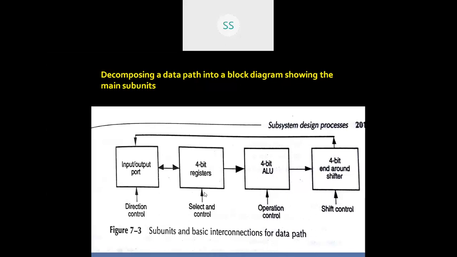Now as shown here we have the input output port, then 4-bit registers. There is a bidirectional communication between them, and from the registers it goes to the 4-bit ALU. Then it is a 4-bit end around shifter. The input output port has a direction control, the registers have select and control, and the 4-bit ALU, the arithmetic logical unit, has operation control. The last one is the shift control.